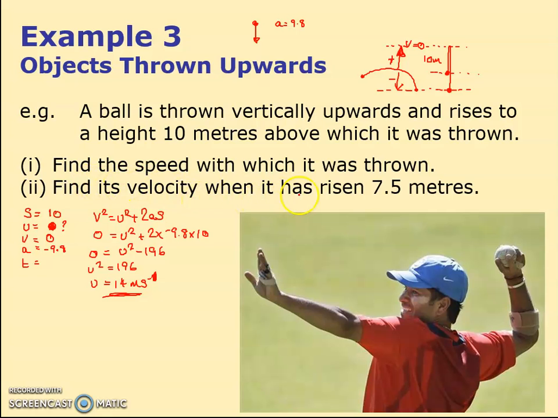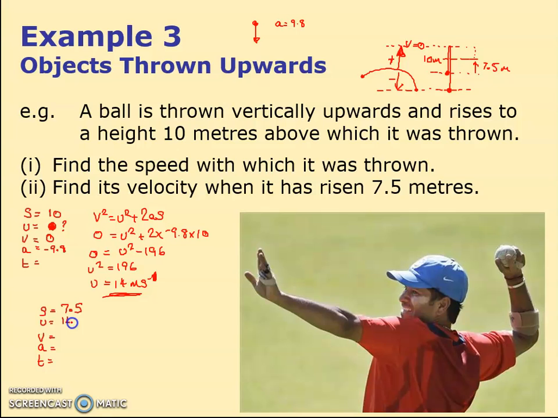Find its velocity when it has risen 7.5 meters. Oh, right, this is slightly different. So let's just do it again. SUVAT. So it's not going up 10 meters now. On my picture, it only goes to about there, 7.5 meters. That's a terrible scale, but you get the idea. So it goes up 7.5 this time, and therefore it's still got a bit of pace. It's still moving upwards. So s this time is 7.5.